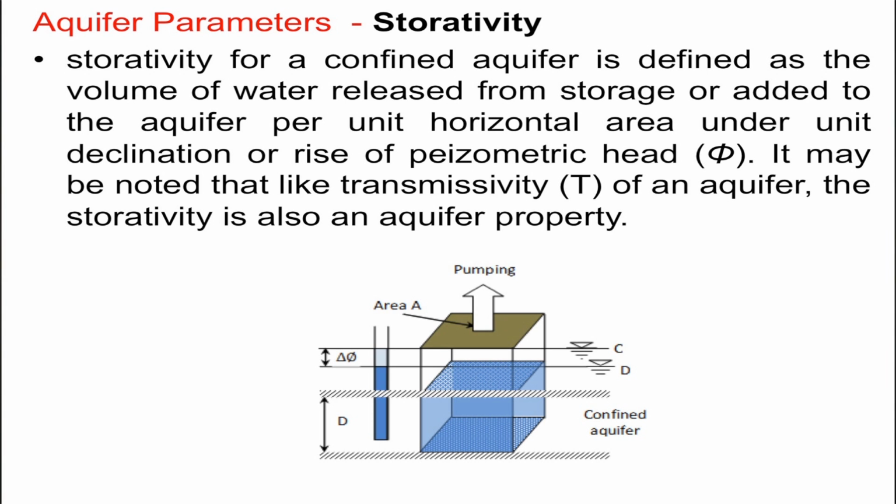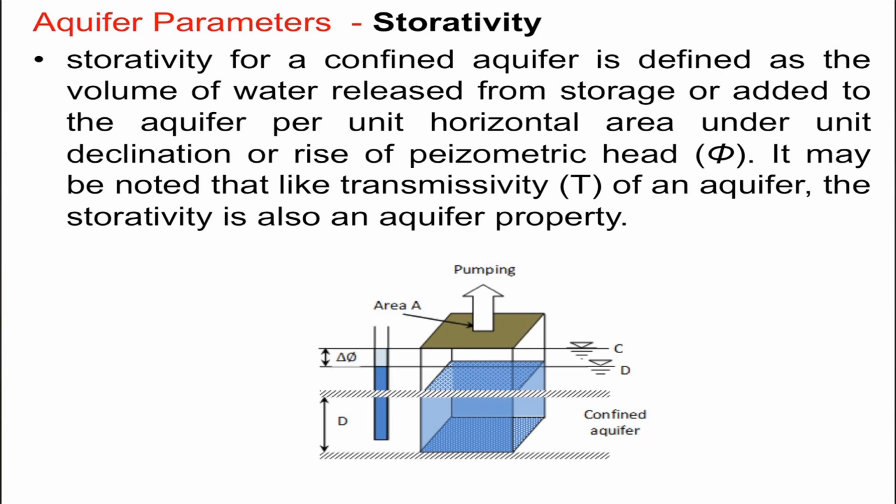Storativity is the volume of water retained or yielded from the aquifer per unit change in the head component. So till now we have discussed the aquifer parameters: hydraulic conductivity, permeability, transmissibility, storativity. In the next session we can discuss groundwater flow equations for both confined aquifer and unconfined aquifer. Thank you.